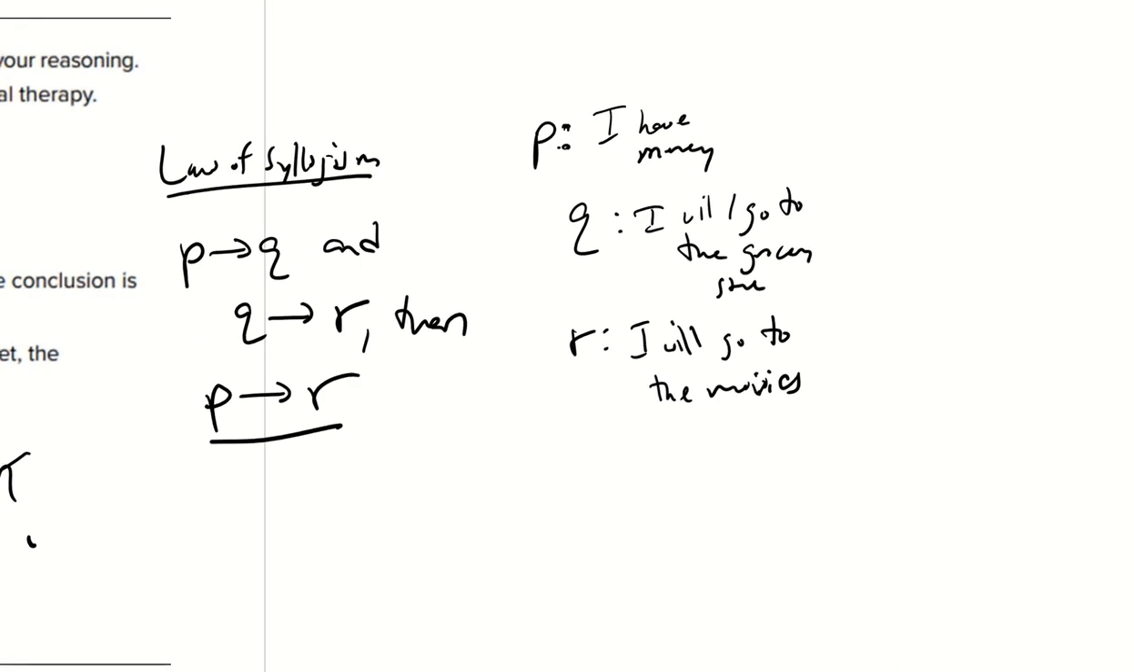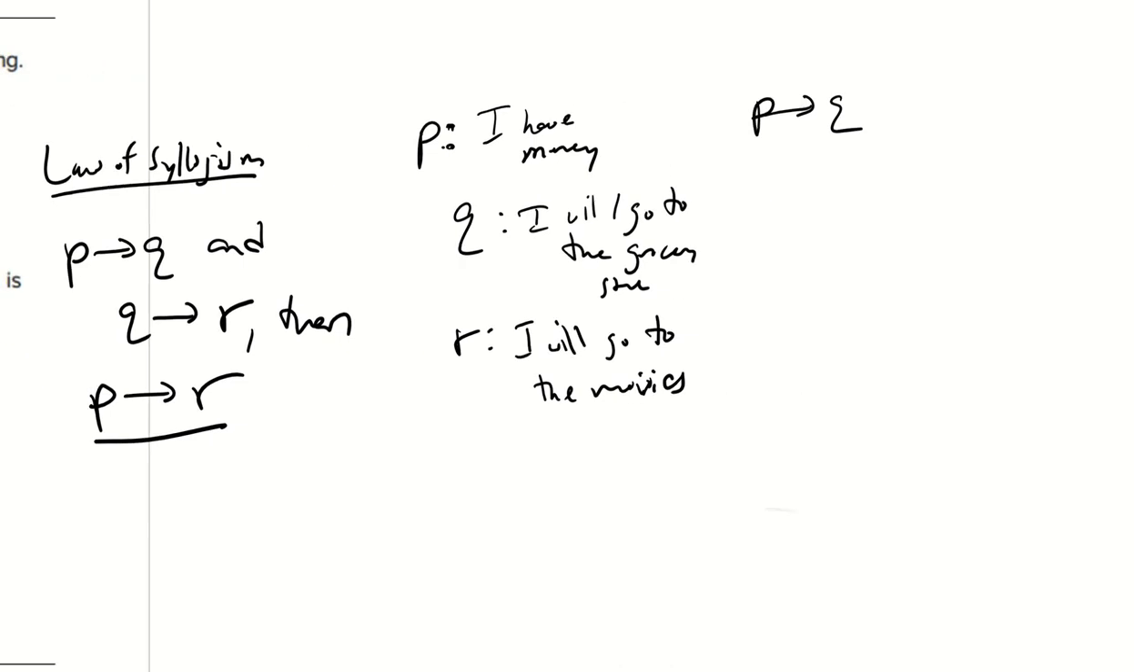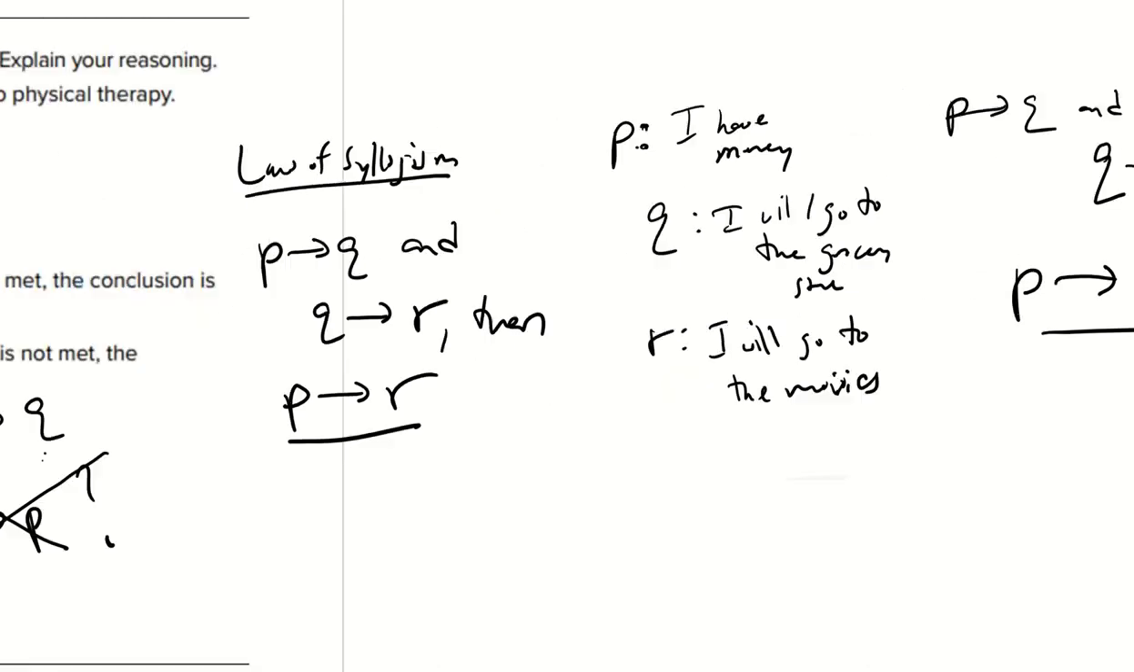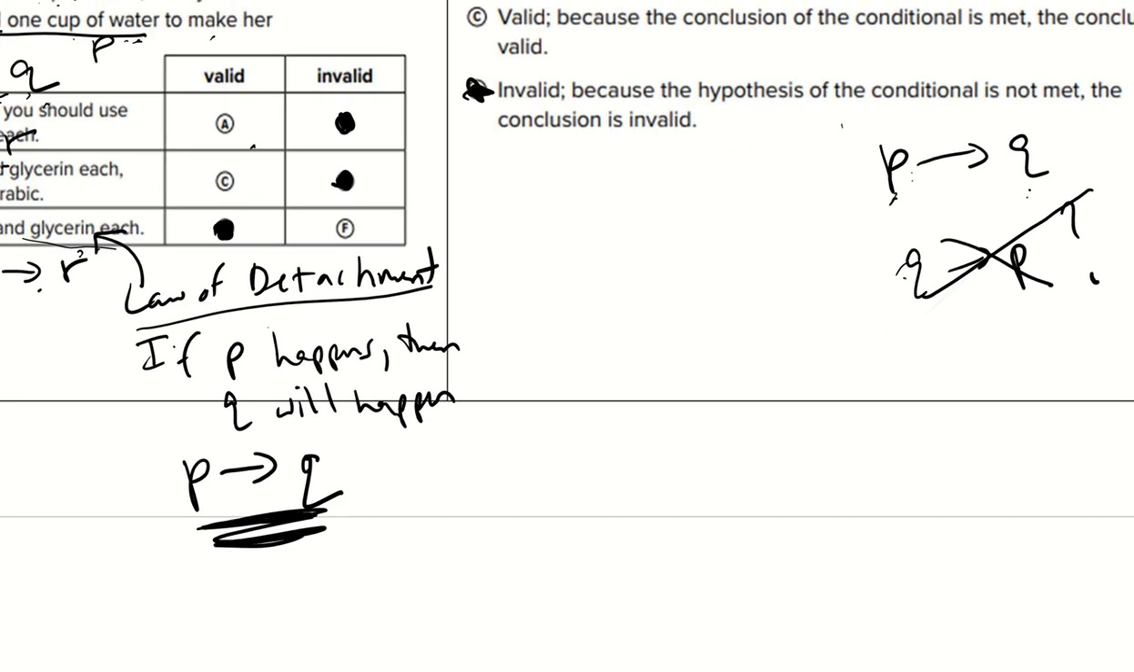Then the statement says, if P implies Q, meaning if I have money, then I will go to the grocery store. And if I say that if I go to the grocery store, then I will go to the movies, well then this implies that if I have money, I will go to the movies. And this is true, okay? So that's using the law of syllogism. It's sort of like the transitive property, but for logic. Okay? So that's what that is.